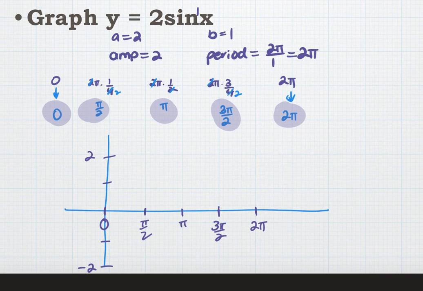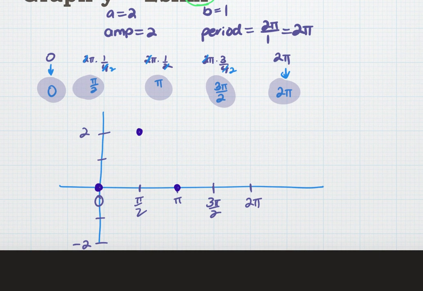It doesn't have a phase shift. We haven't really talked about it yet. But if it had a phase shift in there, if there was something in the parentheses, I would have adjusted my key points. You're going to see that in a little bit. But there is no phase shift right now. So now I just take these points. It's a sine pattern. So it starts at 0. It goes up to 2, comes back down to 0, goes to negative 2, comes back up to 0, and I connect them. And there's my 1 full period of sine, or 2 sine x.